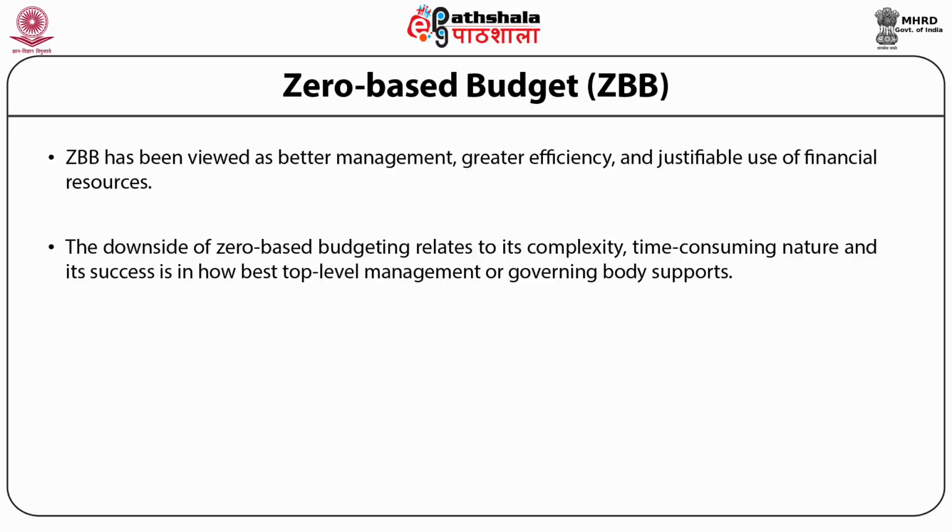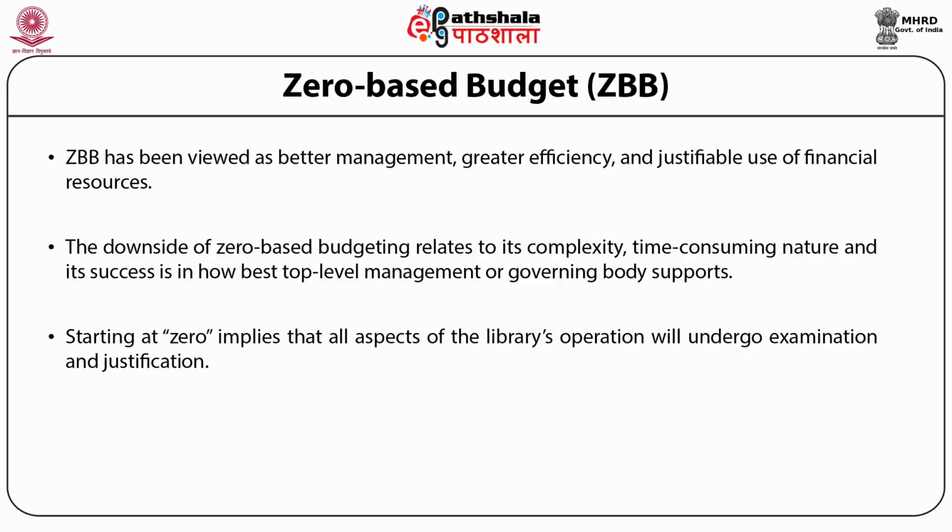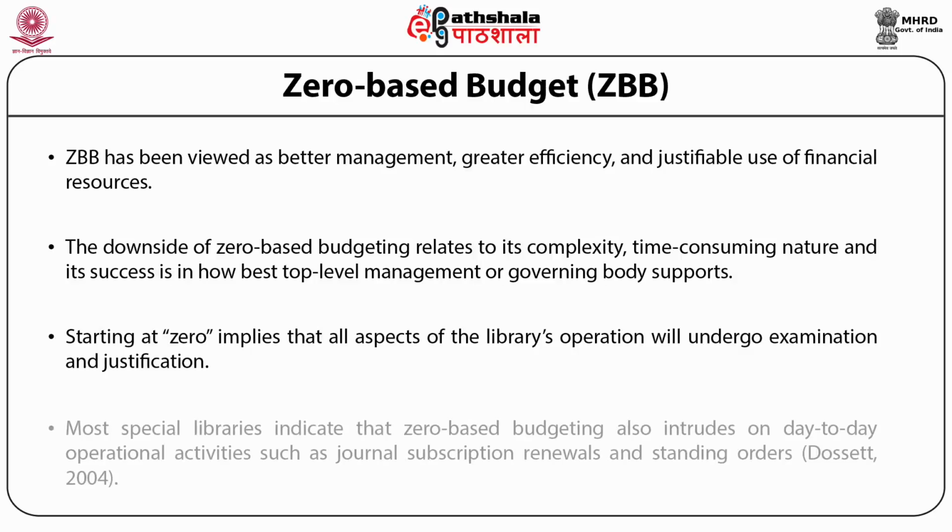Starting at zero implies that all aspects of the library's operation will undergo examination and justification. That's why it is called a zero-based budgeting system. Most special libraries indicate that zero budgeting also intrudes on day-to-day operational activities such as journal subscription renewals, standing orders, etc.